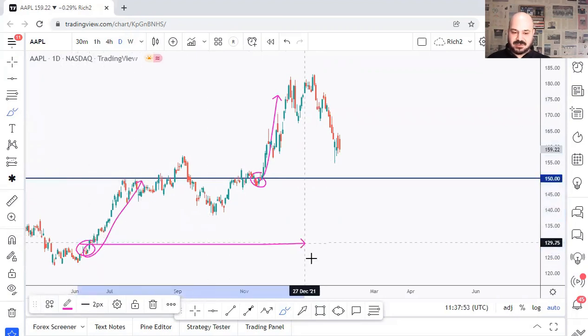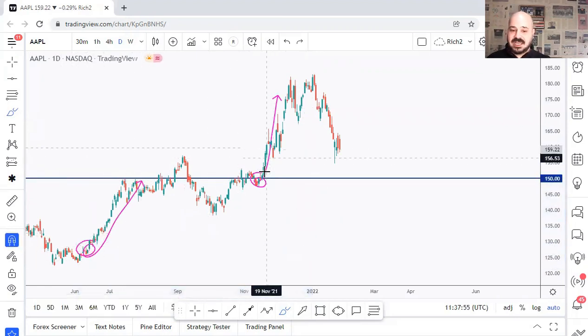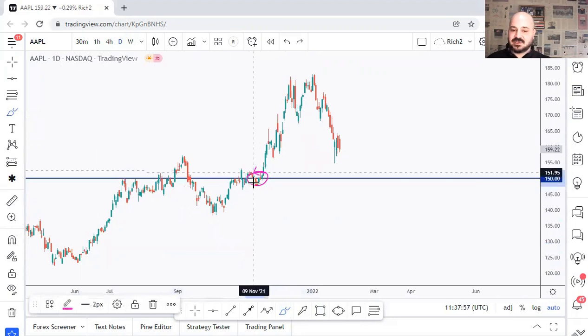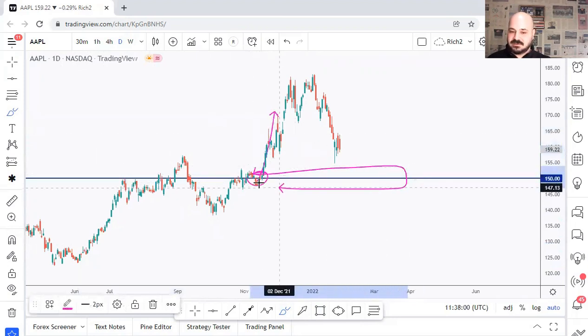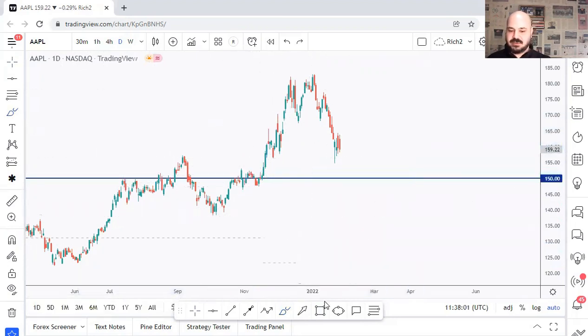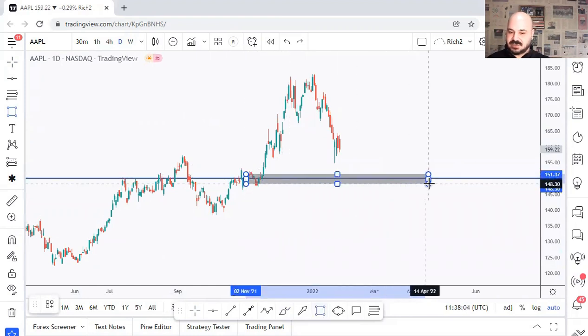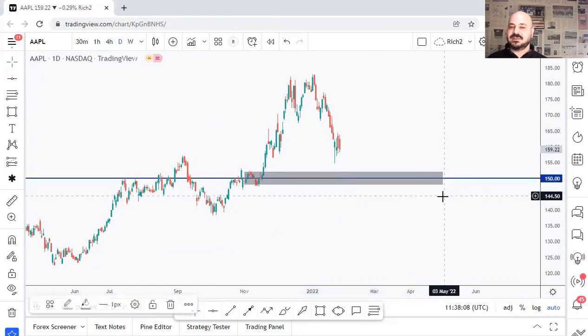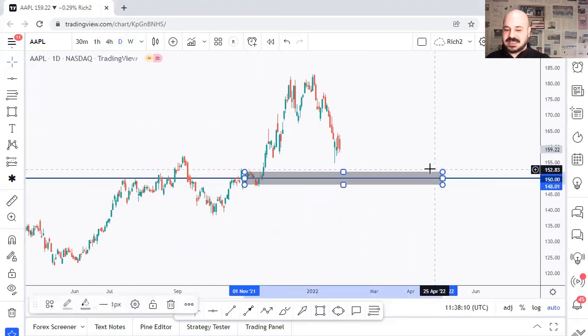So we got a demand zone here, which is still fresh, and we also have a demand zone here, which is also still fresh. But I will not draw it. I usually draw it like this as an entire zone, but I will not draw it for now because we already have the 150. That's how you keep your chart as clean as possible.